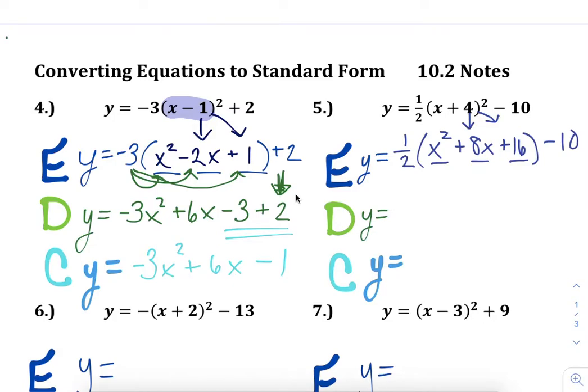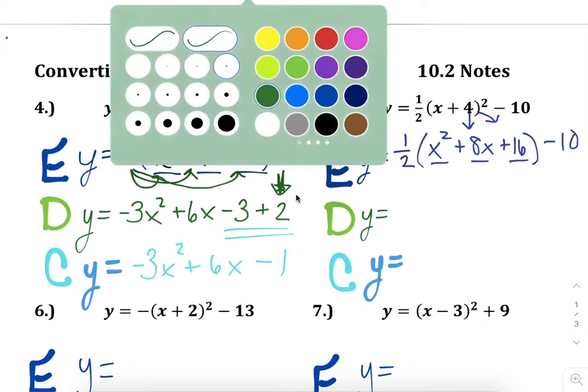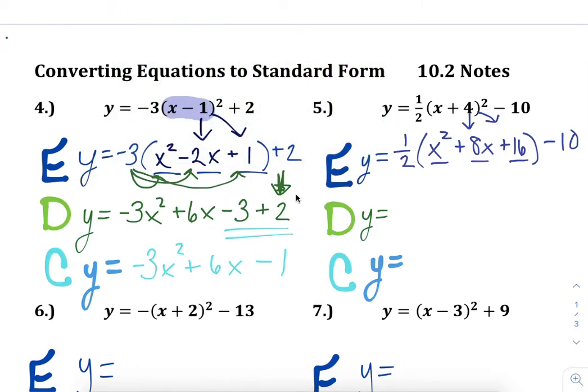All right, let's move into our distribute. Distribute means I am cutting the numbers in half. So if I take x squared and I cut it in half, I can't really do that, right? Just like all the other problems, 3 times x squared is 3x squared. 1/2 times x squared is just 1/2 x squared. It does not change the x. It does not change the exponent. You just put the 1/2 in front of it, okay? All right, so if I do half of 8x, I should get 4x. Make sure it stays positive. Half of 16 should be 8. And I'm going to bring down that minus 10.